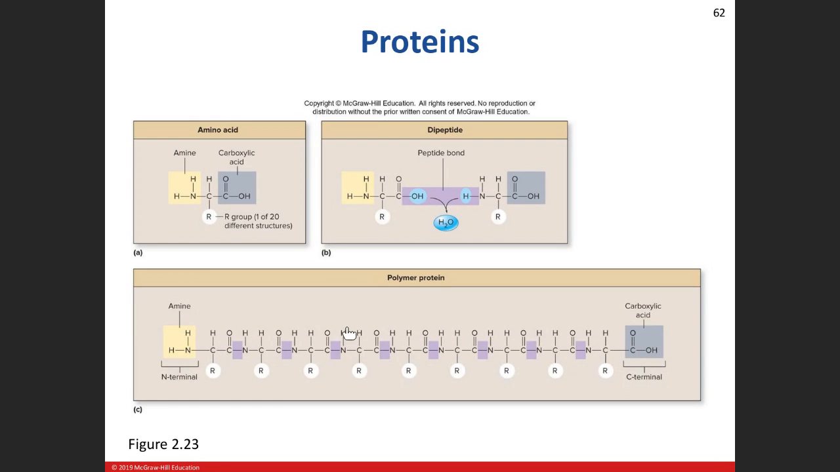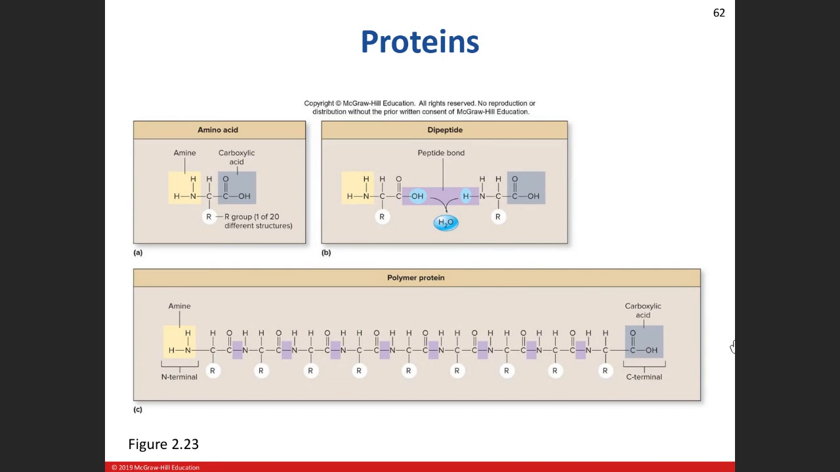As you can see, we start to link these amino acids together. But at the very beginning of our structure, you can see we have an amine group, an N-terminal. And at the other end, we have our carboxylic acid, or what we call our C-terminal group. So at one end, you're going to have the N-terminal. At the other end, you're going to have the C-terminal. And we just keep linking amino acids on and on.